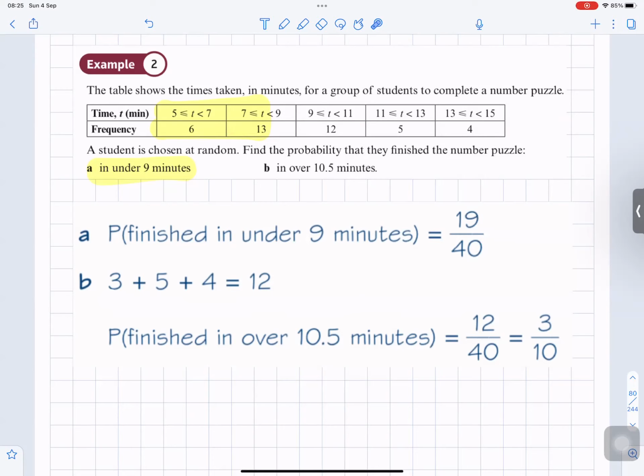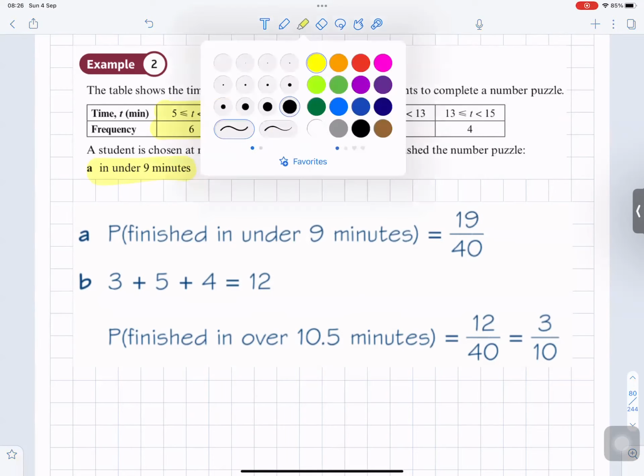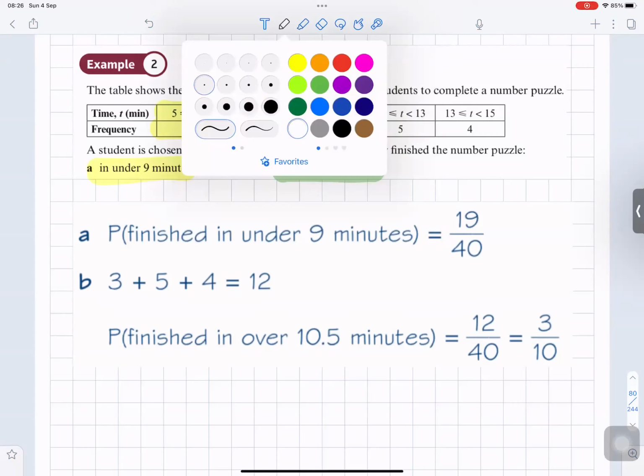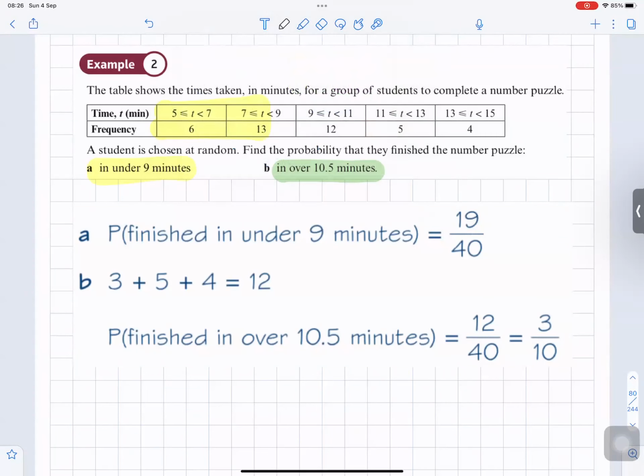And find the probability that they finish the number puzzle over 10.5 minutes. Over 10.5 minutes. So we are going to use interpolation, because if we want to look for 10.5, it's not exactly easy to find that point. So we're going to use interpolation.